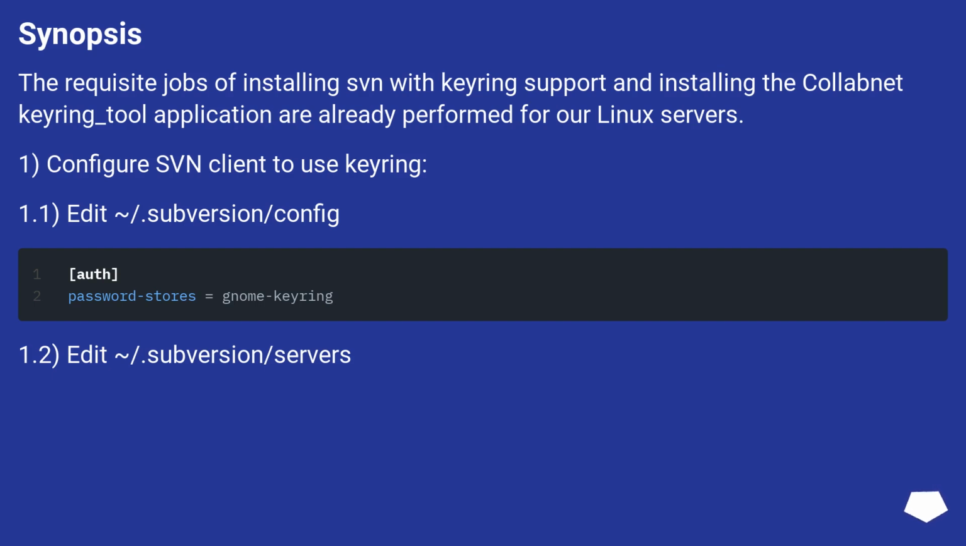Synopsis. The requisite jobs of installing SVN with keyring support and installing the gnome-keyring_tool application are already performed for our Linux servers. 1. Configure SVN client to use keyring. 1.1. Edit ~/.subversion/config. 1.2. Edit ~/.subversion/servers.